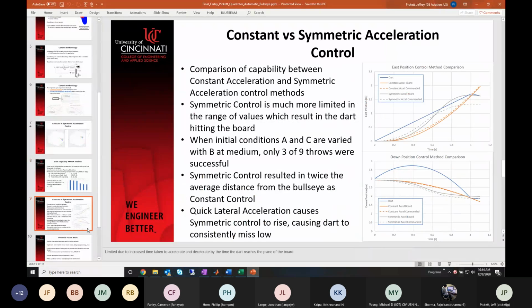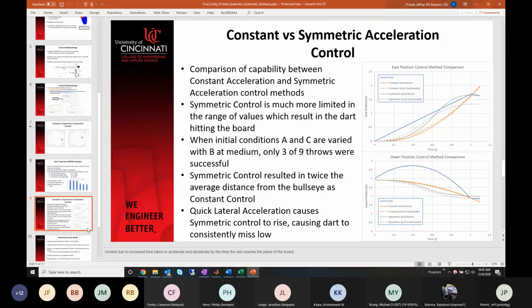If you go on to the next one, I also wanted to do the same thing with the symmetric acceleration control, but I started with the initial conditions where A and C varied, keeping B at medium, which B was the vertical launch angle, which I found did not have much effect. But I found that it actually did not hit on 6 out of the 9 throws, only hitting at 3 out of the 9. So I determined that it was not as robust to catching the dart as the constant acceleration control method.